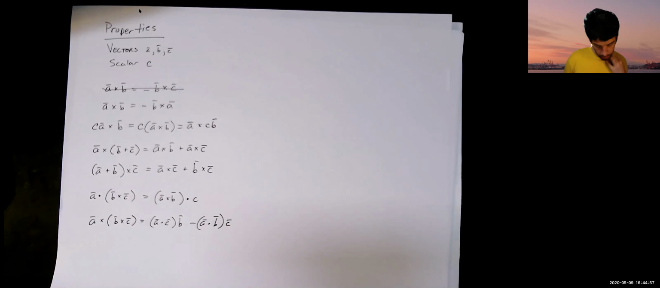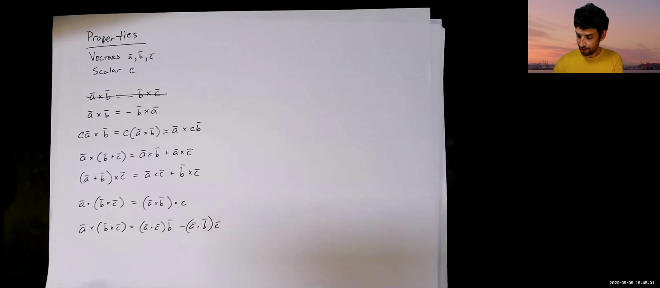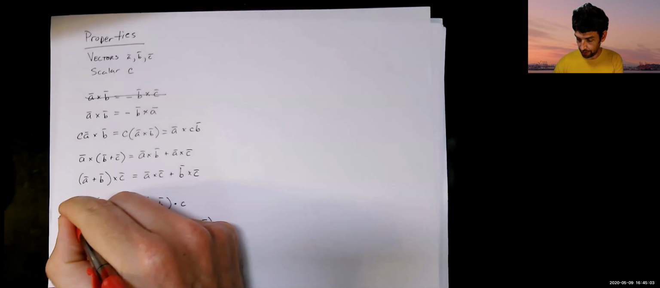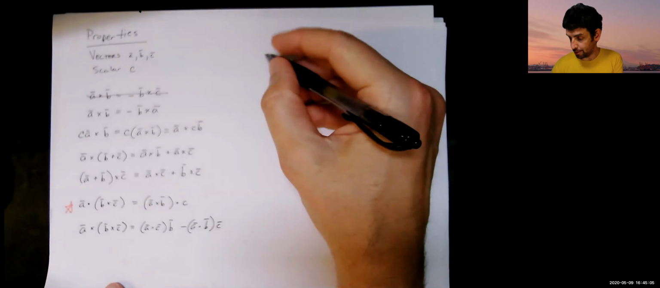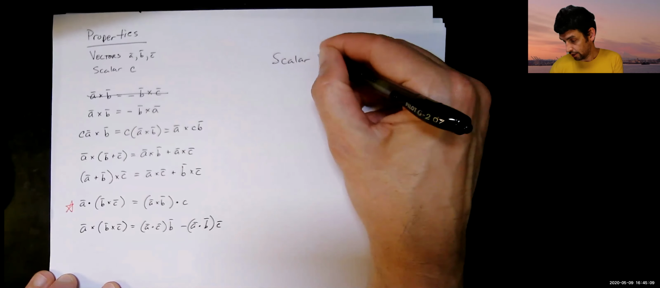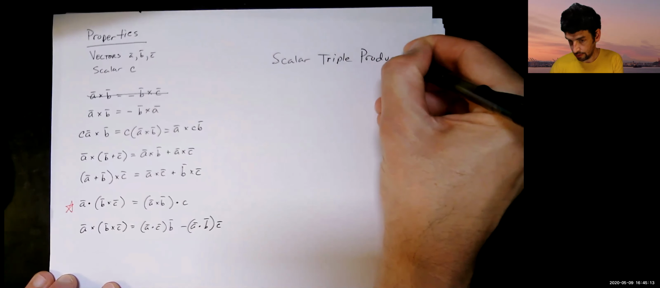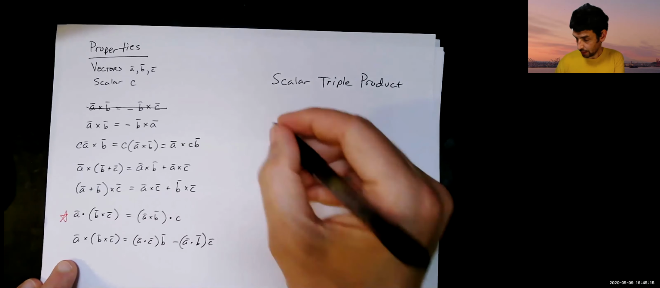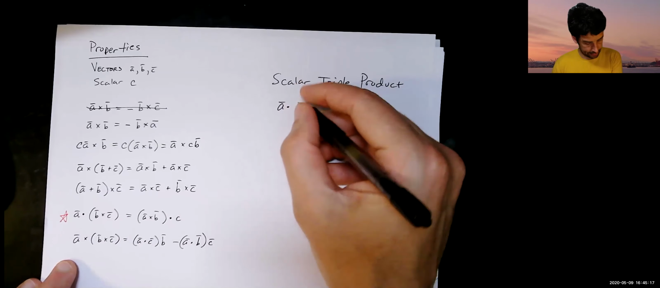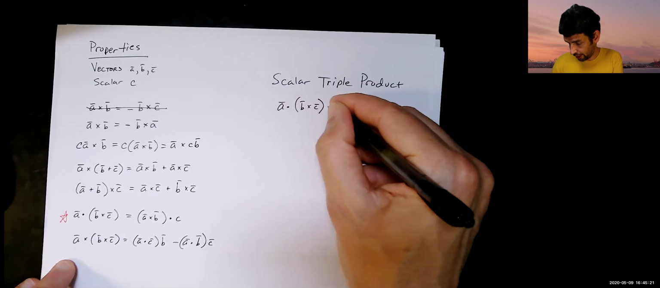Let's do one more thing. Just want to talk about this little thing here. This is given a special name. It shows up in some places. They call it the scalar triple product. Okay. A dot B cross C. There's another way we can think of this.